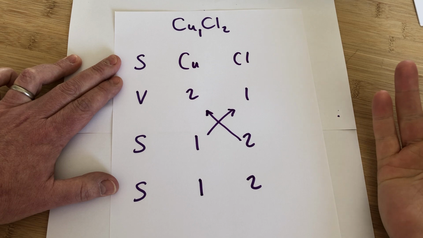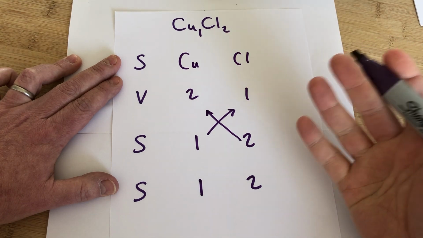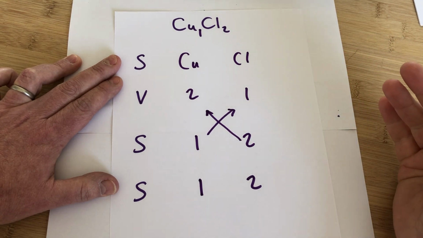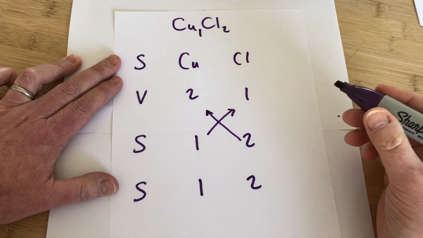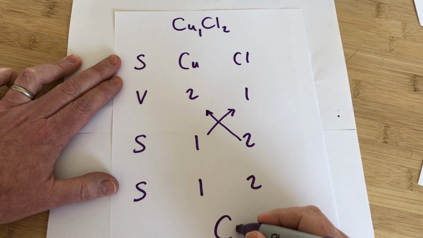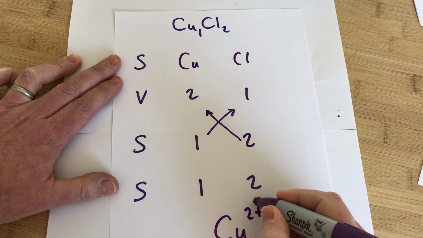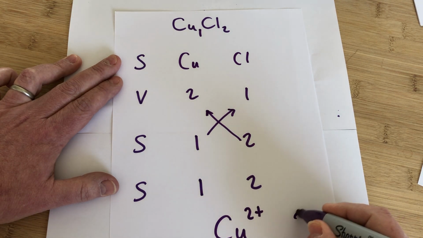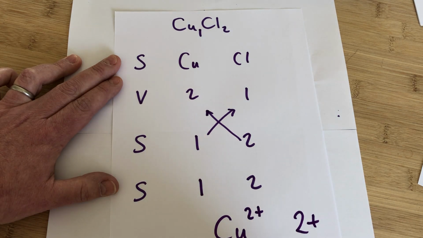Copper's a metal, so it's going to lose electrons, just like we saw earlier with calcium and magnesium. It's lost 2 electrons here, so valency 2 lost 2 electrons. It's going to be Cu2 positive. The charge on the copper ion is 2 positive.